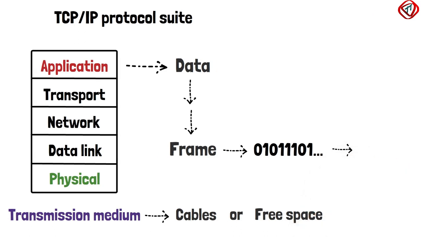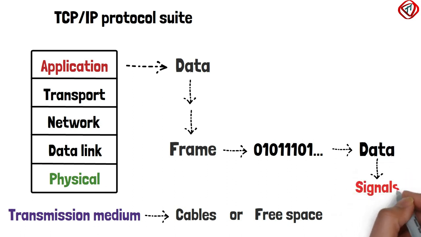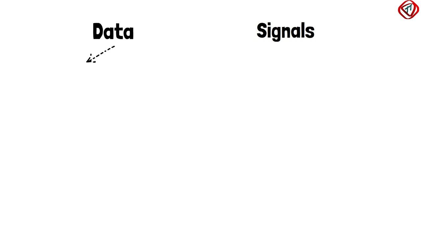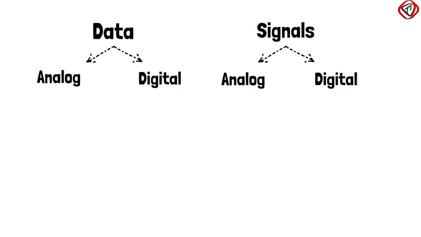The stream of zeros and ones is called data. It should be converted into signals to transmit it along the networking cables or free space. The physical layer converts data into signals. Both data and signals can be either analog or digital.